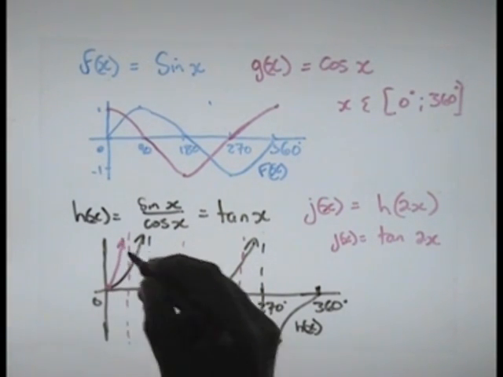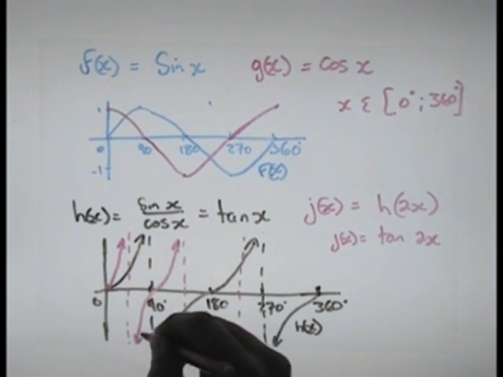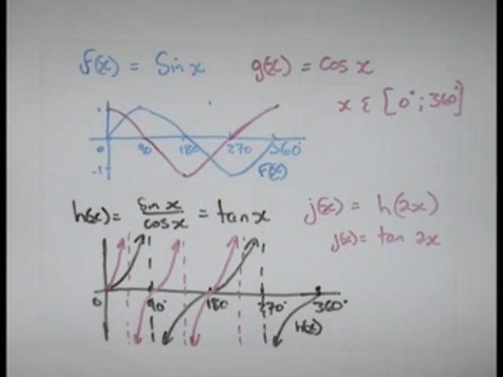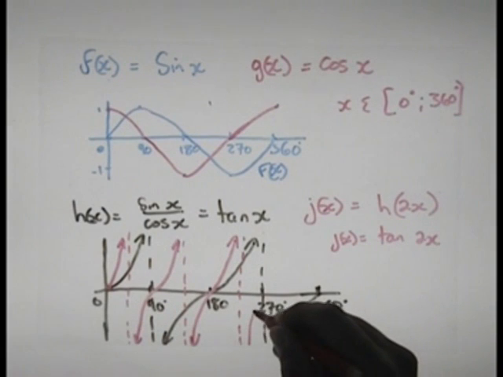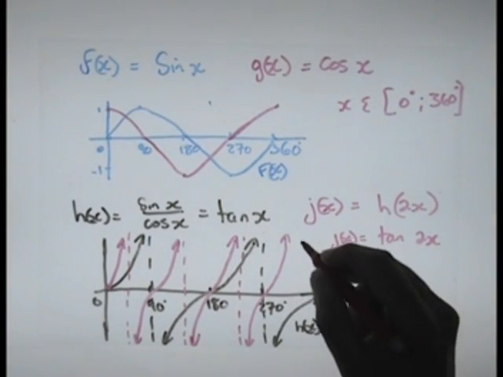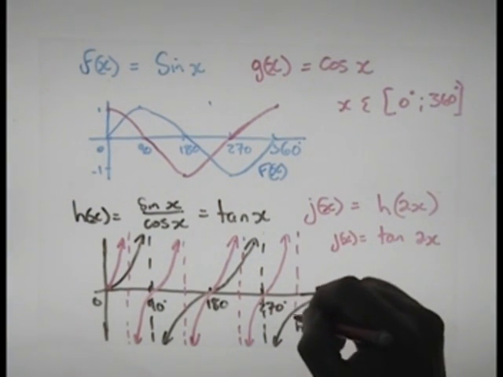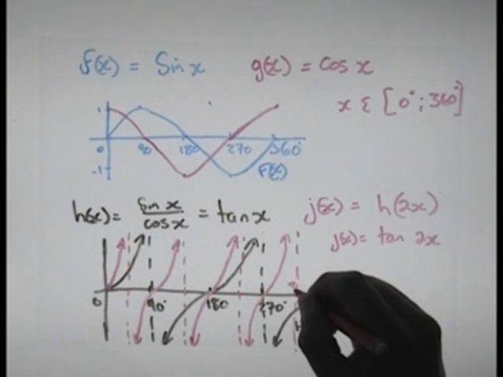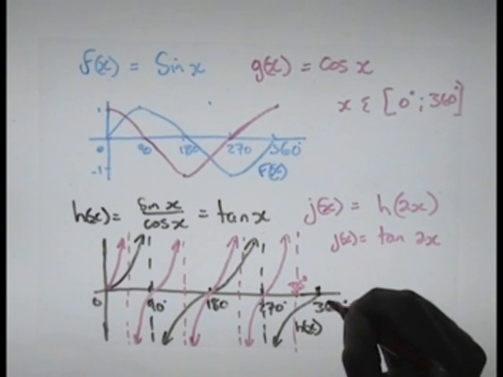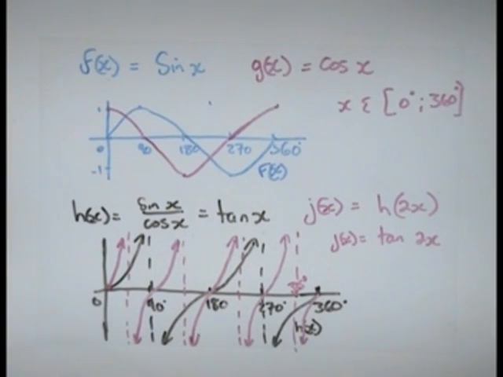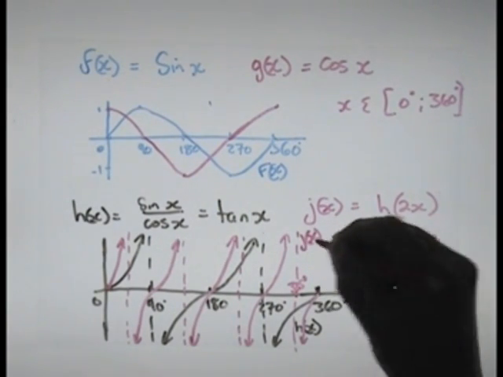Notice that this graph is going to start looking very much, or basically we've compressed the graph, we've doubled the graph. The next one is going to go up to 270, and that asymptote over there is going to be between 270 and 360 degrees, which is going to be the asymptote at 315 degrees. And then finally our graph is going to look like that, and that ends at 360. That means that we've basically doubled the amount of tan graphs we have. Label it j of x.